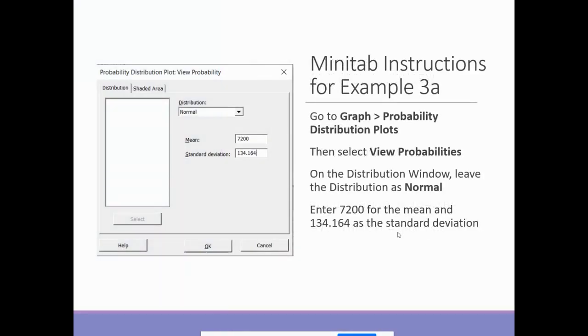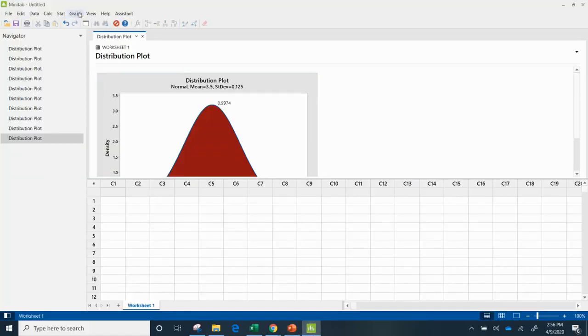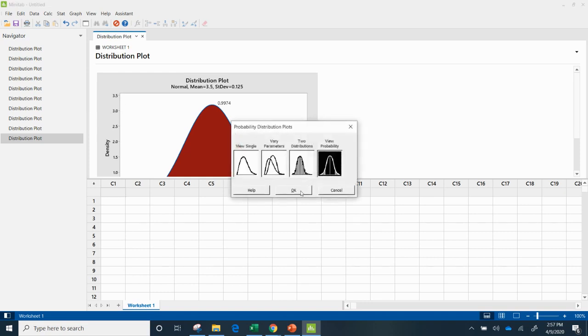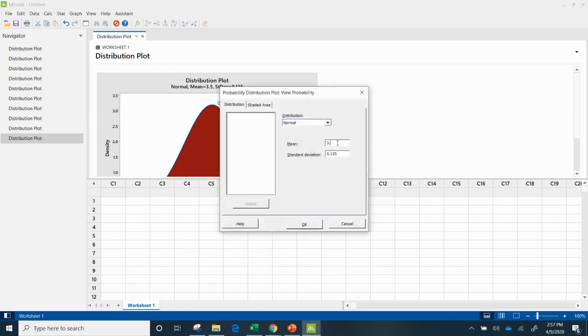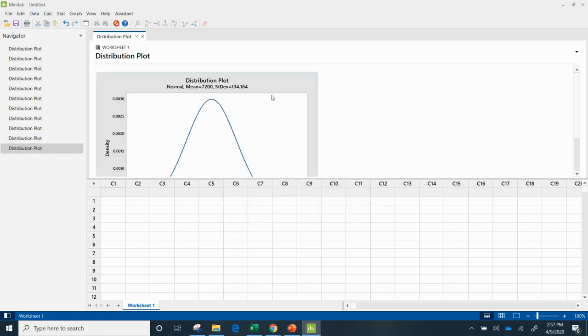Next up, let's go to Minitab. I'm going to go graph, probability distribution plot, view probability. Do it the exact same as I did before. Put in my new mean, put in my new standard deviation. Then I'm going to go here for the shaded area. Remember, it's going to be a right tail because it's more than, and I'm going to put my 7,500 here. Then I'm going to hit OK, and it gives me a graph.